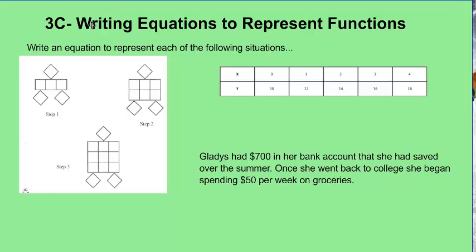Learning target 3C, writing equations to represent functions. Pause the video and take a minute to write an equation to represent each of the following situations: the picture and patterns task, the table, and the situation story problem. Go ahead and do this. When you're ready to see the answers, hit play and you can move on to the next slide and check your work.